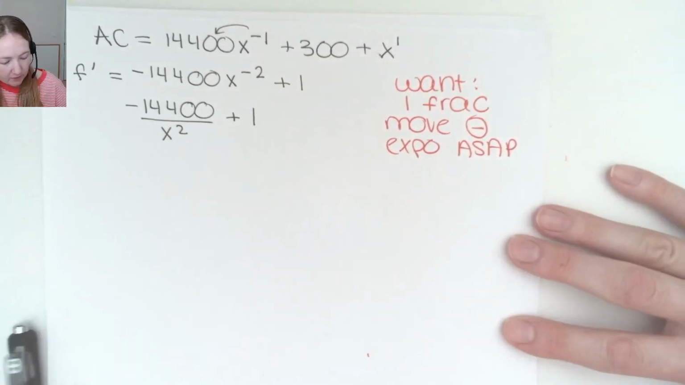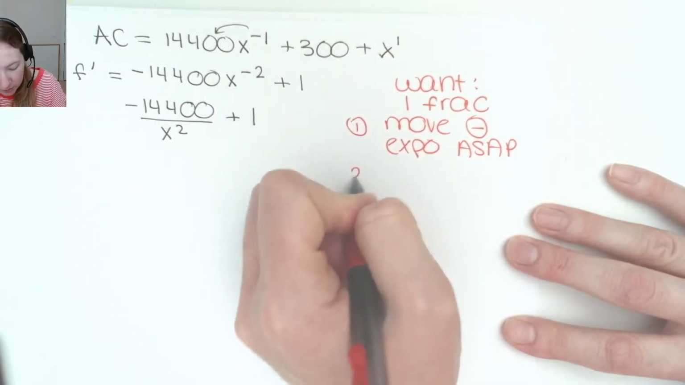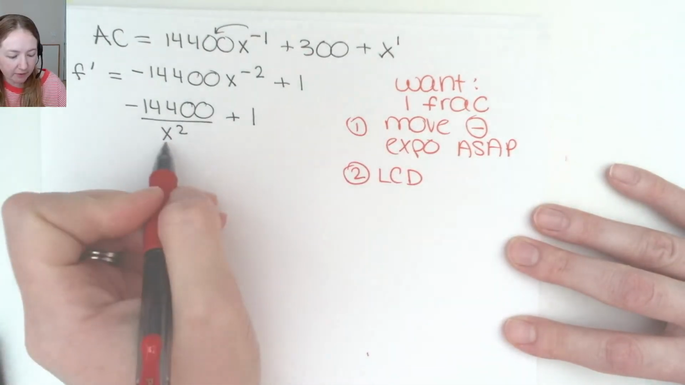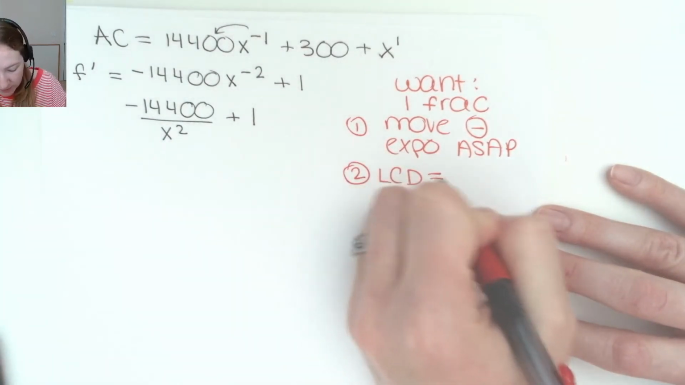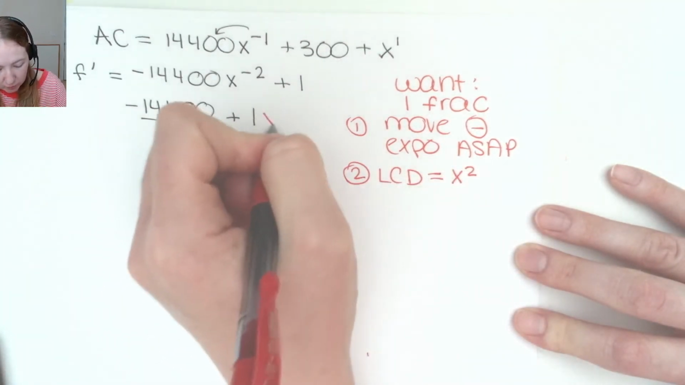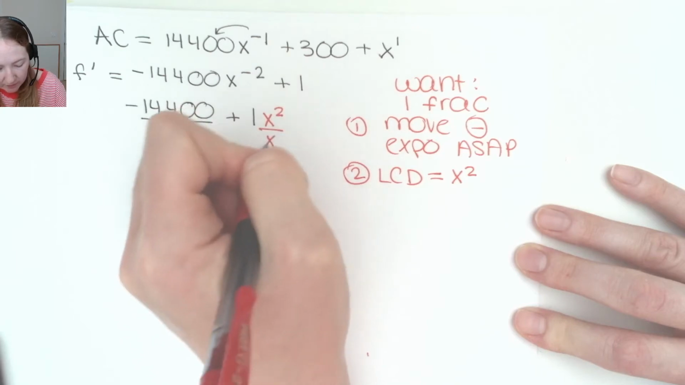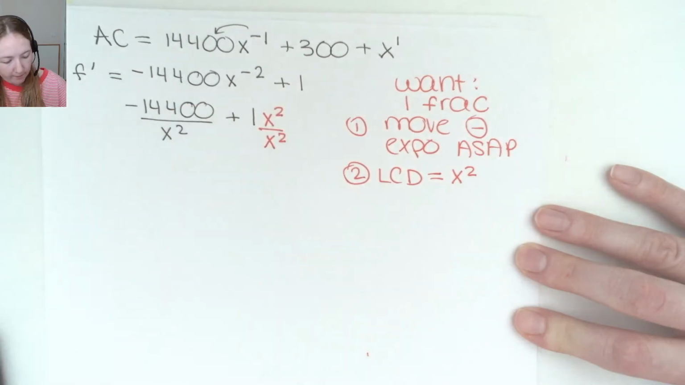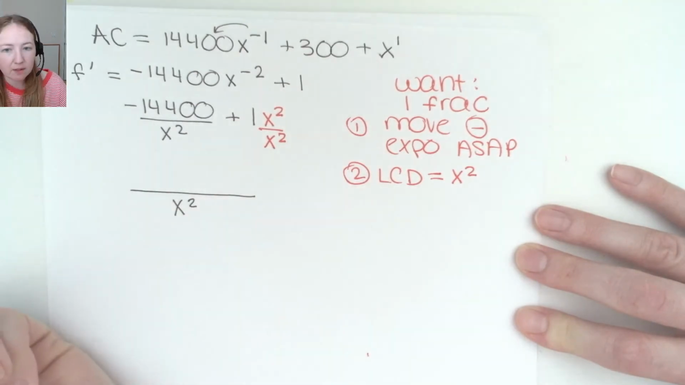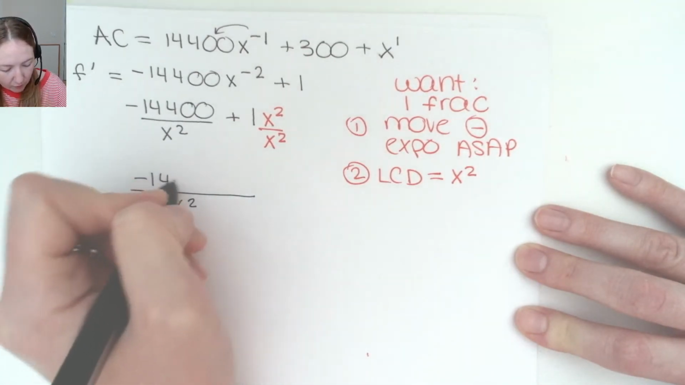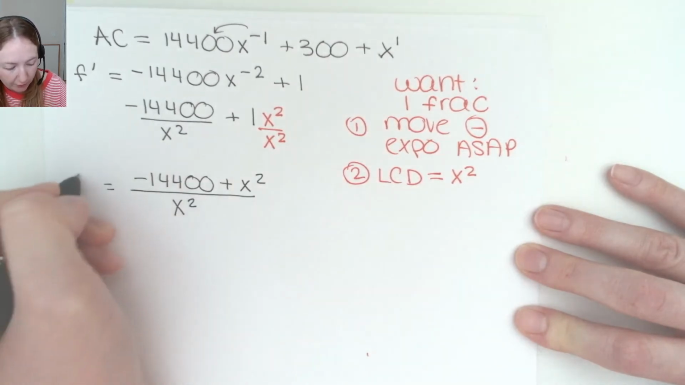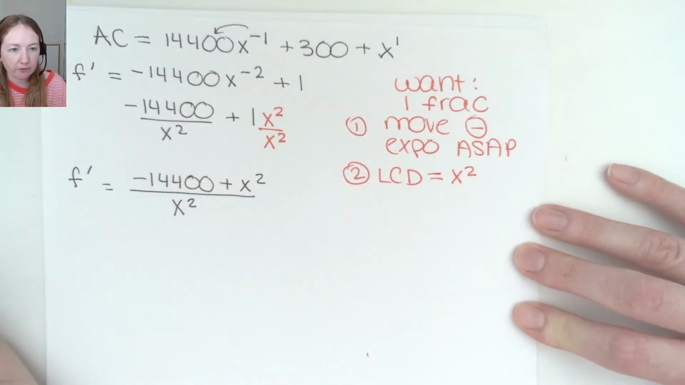The second part of this is usually going to involve getting an LCD. So our LCD here between x squared and 1 is just going to be x squared. So the second term will need to get multiplied by x squared over x squared. Now that we have that LCD, we can write this as x squared in the denominator, and then the negative 14,400 plus x squared in the numerator. So that is my first derivative.